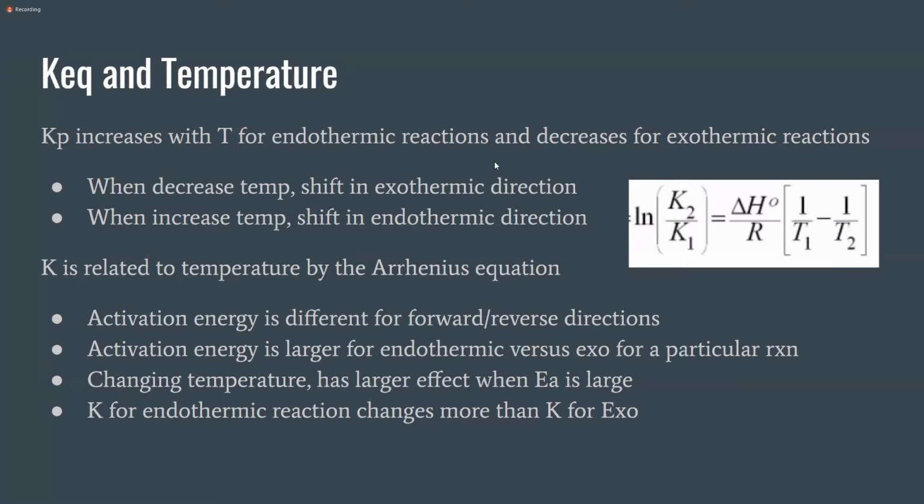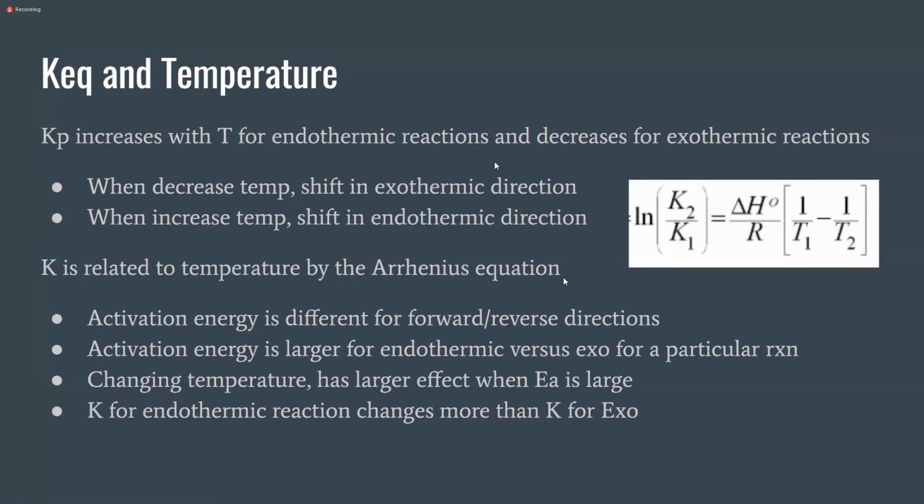And the same thing happens when you increase the temperature. You again introduce the stress. You have too much heat in the system. So what is your reaction going to do? Your reaction will shift in the endothermic direction so that you can use up some of the excess heat that was introduced. And K is related to temperature by the Arrhenius equation. It is an important equation, and this is one way of writing it. There are a couple of different ways.